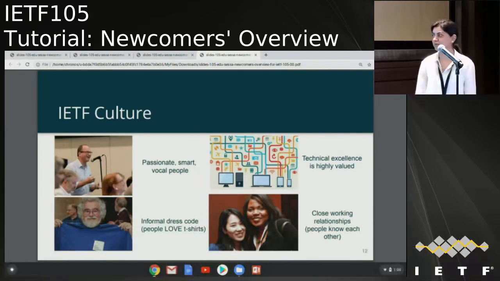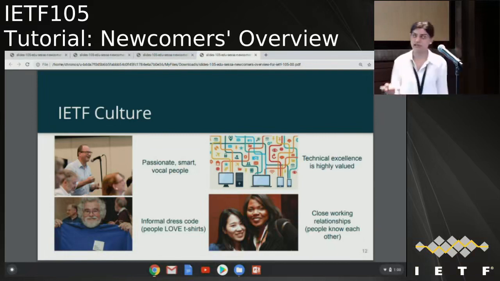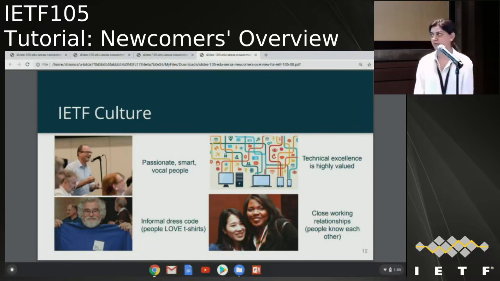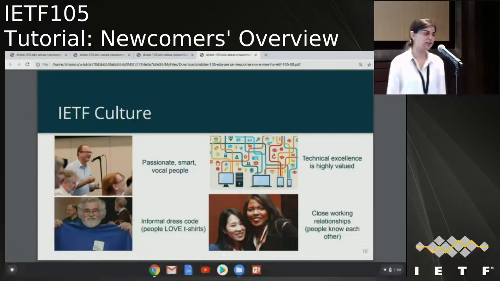Don't worry about it. Another thing is that technical excellence and topical knowledge are highly valued. So I would suggest, if you're attending some working group sessions, make sure that you have read the relevant documents. And if you say something smart and technical, you'll be accommodated. You'll be heard. And that says a lot about IETF culture. It's pretty informal. It's very friendly.